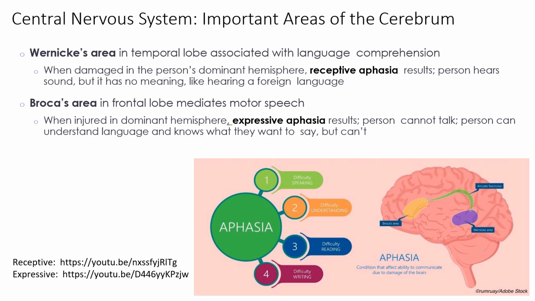The Broca's area is in the frontal lobe. This is associated with motor speech. So if a patient has a stroke or this area is injured, they are going to have expressive aphasia. This patient is not going to be able to talk. They can understand what the nurse or family members are saying to them. They just cannot express anything back.